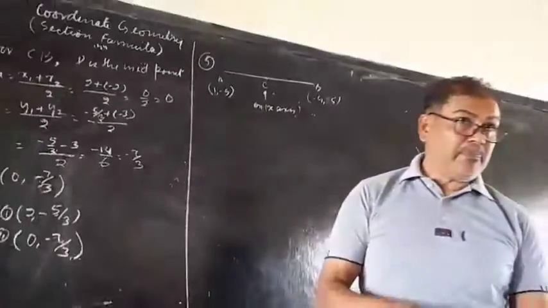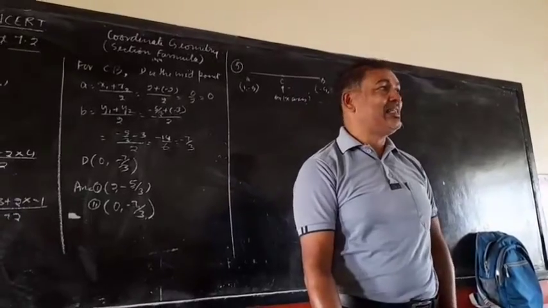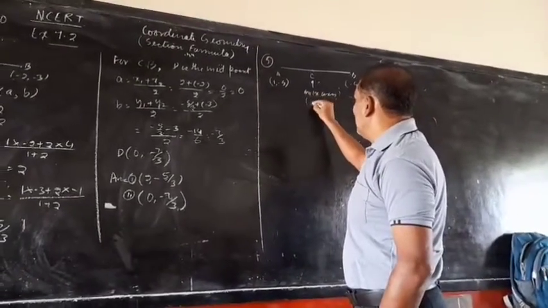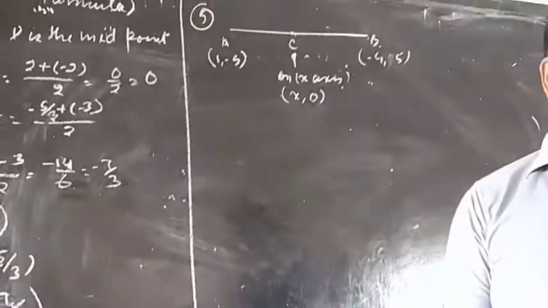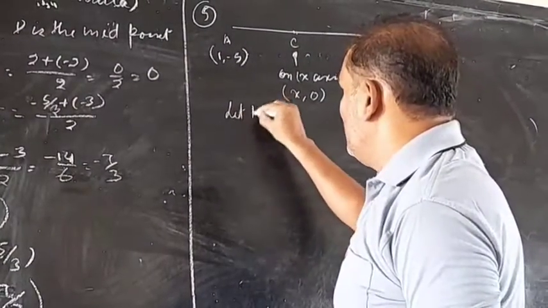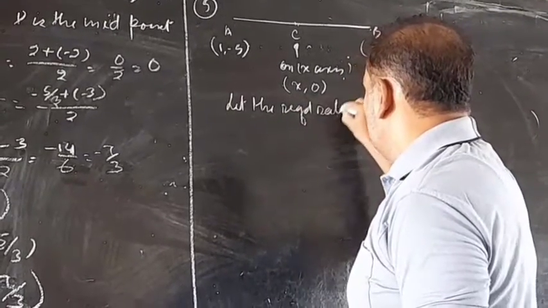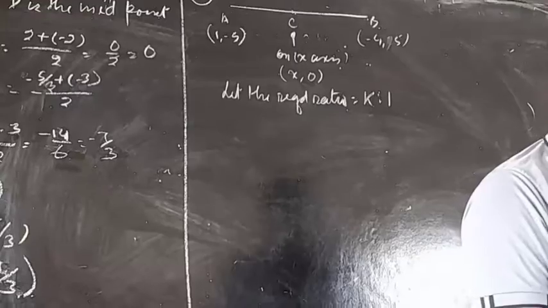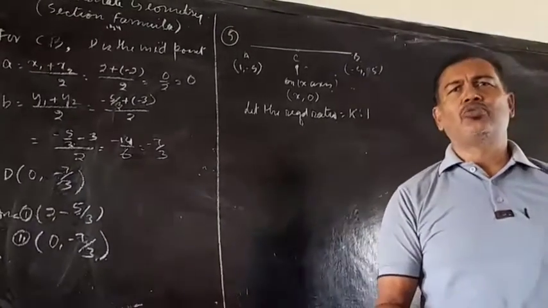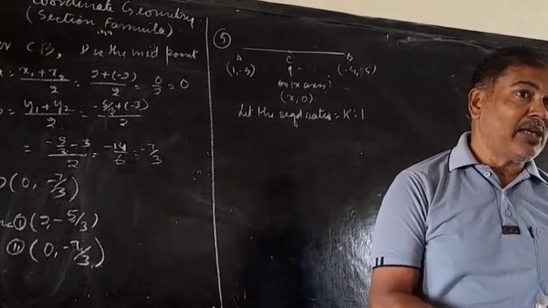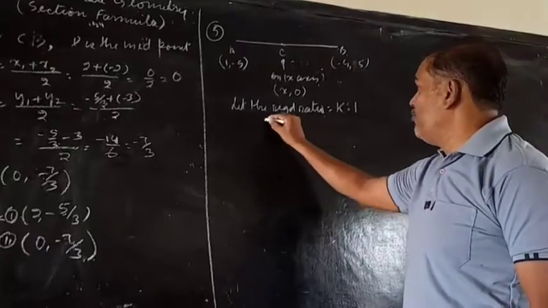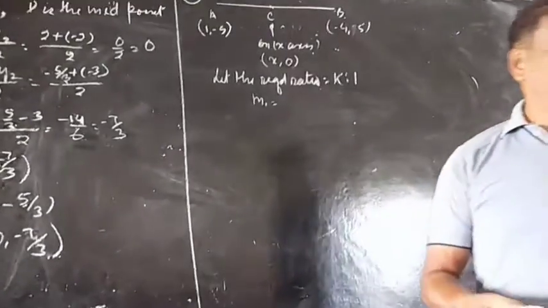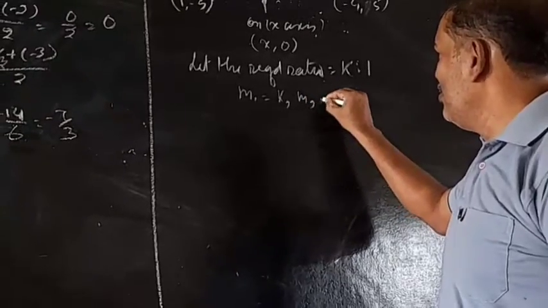Now if any set of coordinates lies on the x axis, which coordinate will be 0? Y. So we will assume let C is equal to (x, 0). And let the required ratio be equal to k/1. Always assume it in this form. Whenever you have to find a ratio, children, what will you always assume the denominator to be? 1. a/1, b/1, c/1. That means the denominator is always 1. Now see, what has our m1 become? Say it loudly. m1 is equal to k, m2 is equal to 1.